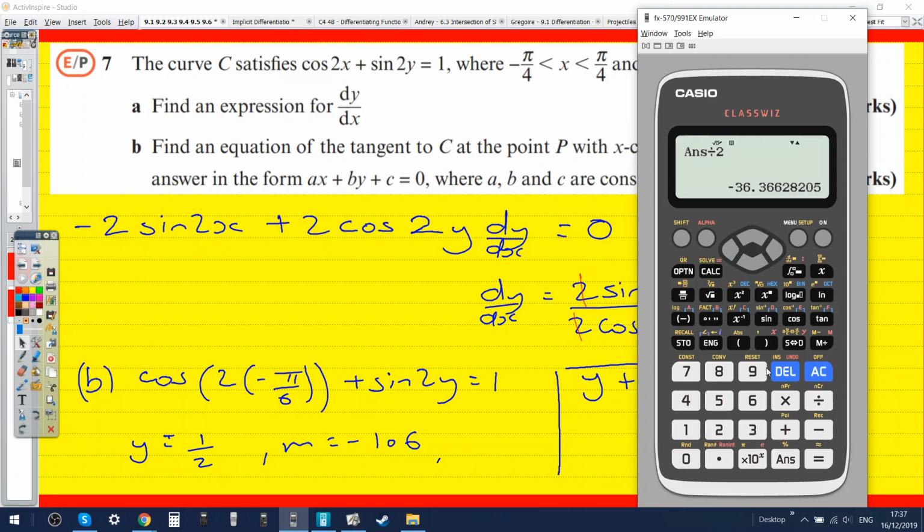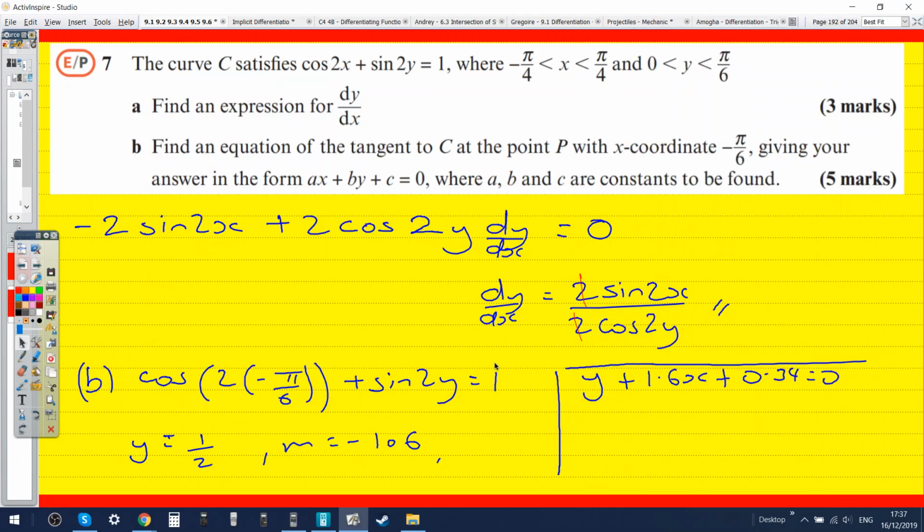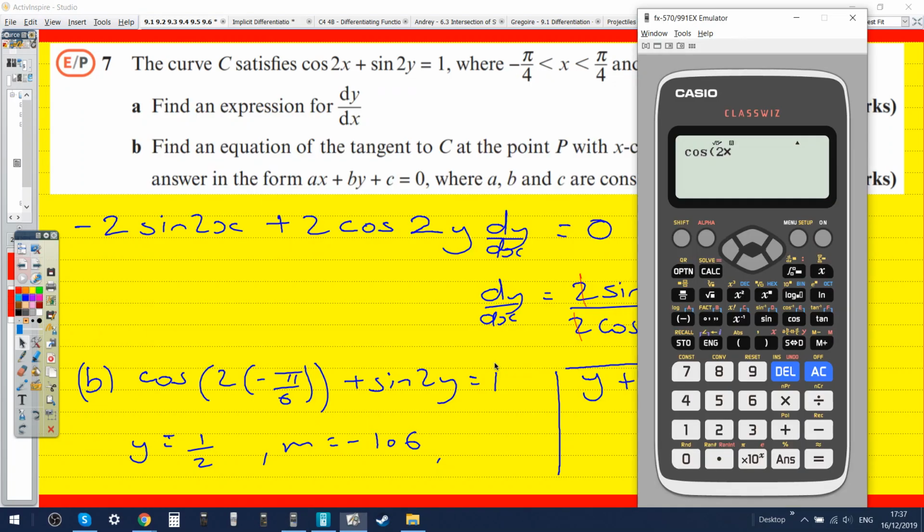Cos 2. Well, you don't know what the y coordinate is, so you have to find it first. And how do you do that? You just substitute back into the original equation. Oh, I think I know where I made a mistake. Go on, try again.